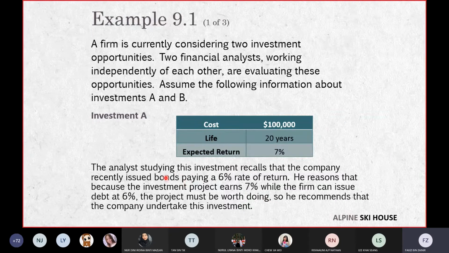Meaning to say, this particular analyst finds that in order to finance this project, the company can issue bonds, and the cost of issuing bonds is only 6%. Since the return from this project is higher than the cost of financing by issuing bonds, the analyst makes the recommendation to go ahead with the project.